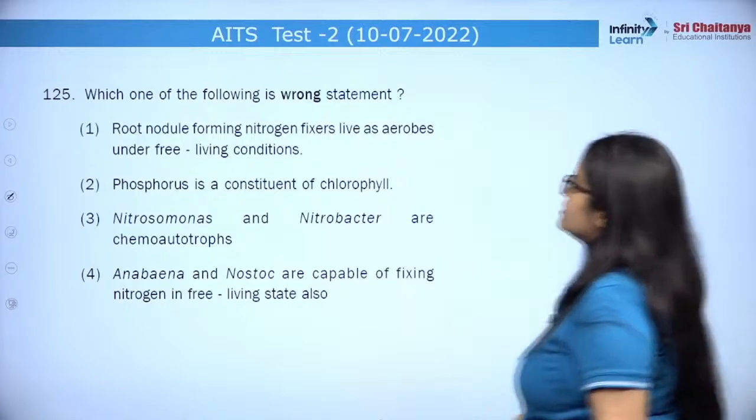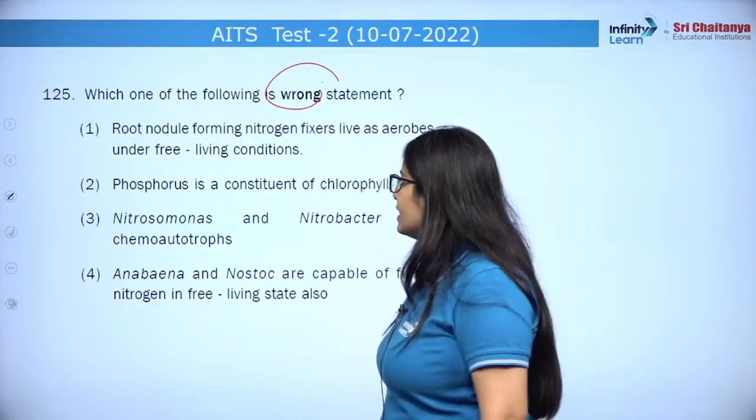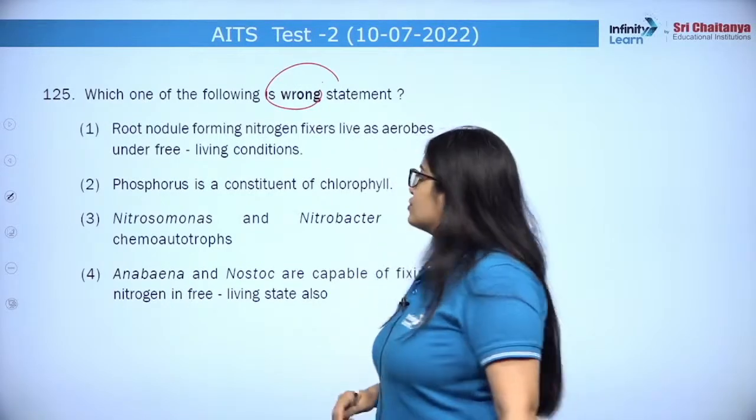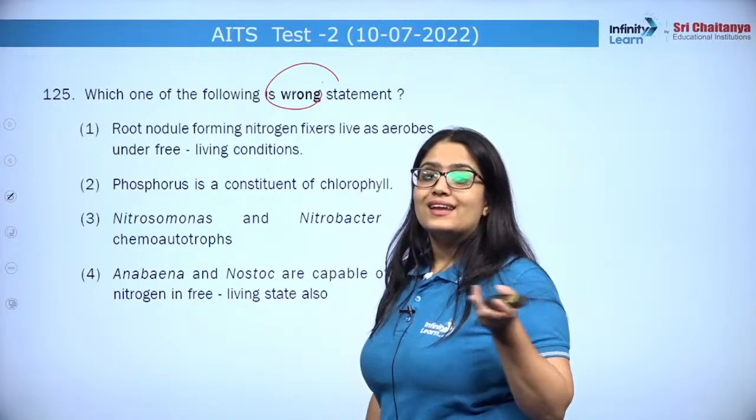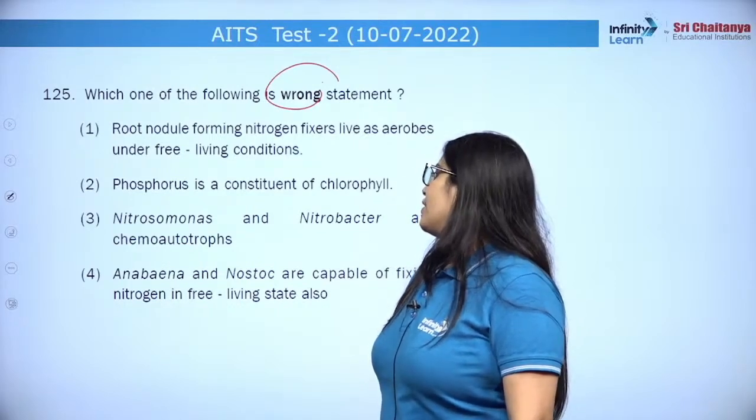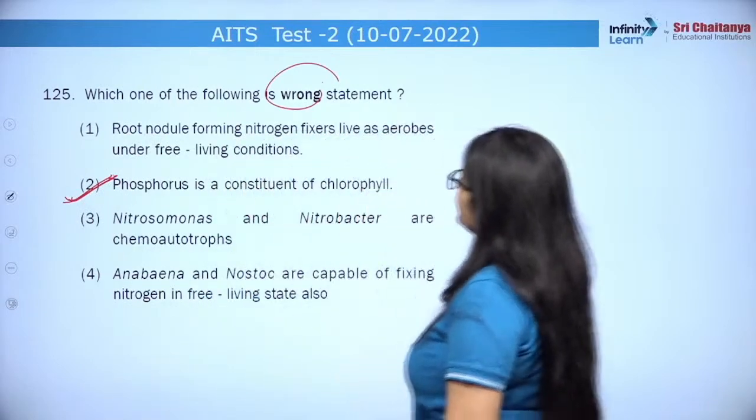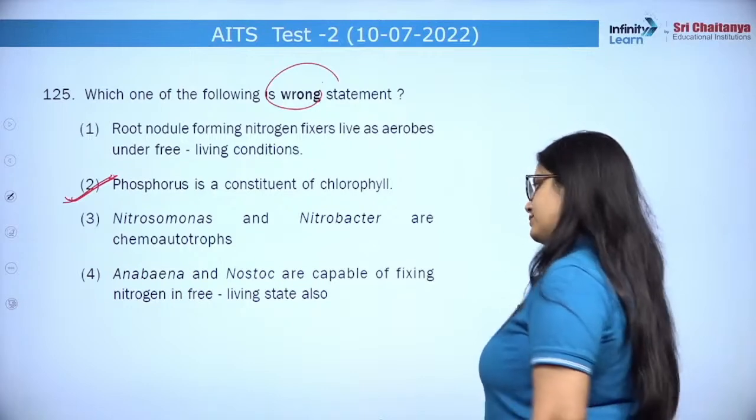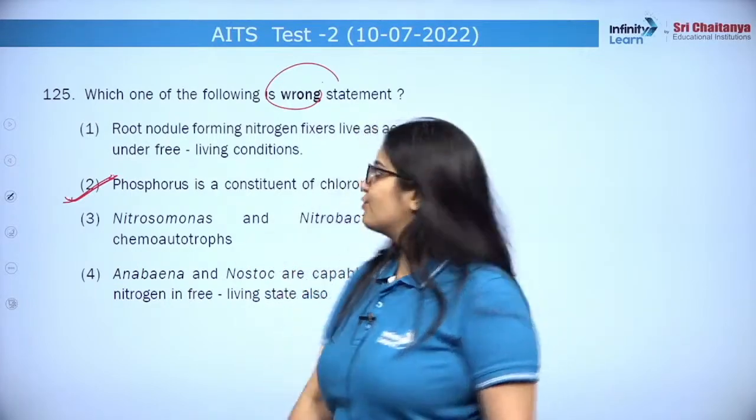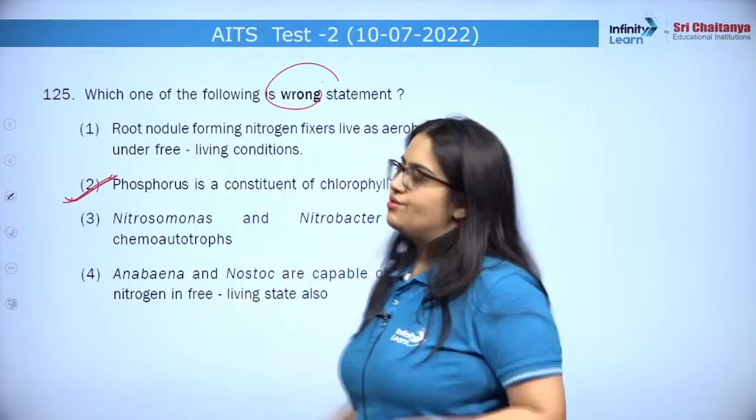Which of the following is a wrong statement? Root nodule forming nitrogen fixers live as aerobes under free living condition, right? Phosphorus is a constituent of chlorophyll. No. Phosphorus is not a constituent of chlorophyll, rather phosphorus is a constituent of nucleic acids, RNA, DNA, made up of nucleotides having phosphates, right? So it is actually not a constituent of chlorophyll. I hope everybody is getting that. This one is wrong. Right, my lovely kids? Next, Nitrosomonas and Nitrobacter are chemoautotrophs, correct? Anabaena and Nostoc are capable of fixing nitrogen in free living state also. So phosphorus is not a constituent of chlorophyll. In the statement, it says phosphorus is a constituent of chlorophyll. That is why it is wrong, because it is not.